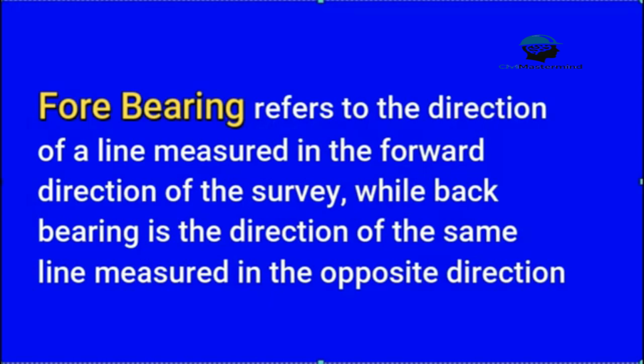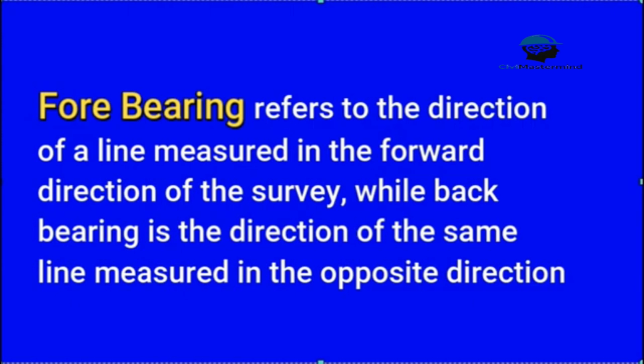There is a fore bearing and there is a back bearing. When we talk about fore bearing, consider station A, that's the starting station. Now we are proceeding towards the next station, B, so it is the fore bearing. In other words, fore bearing refers to the direction of a line measured in the forward direction of the survey, while back bearing is the direction of the same line measured in the opposite direction. So only the direction changes. One is forward and the other is backward.